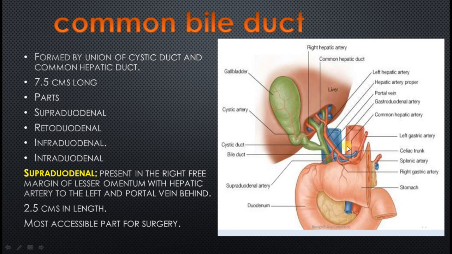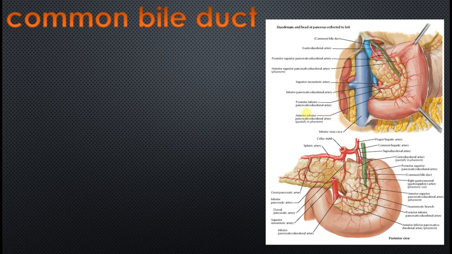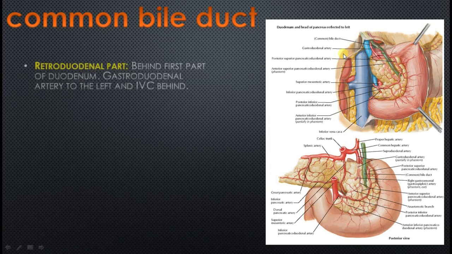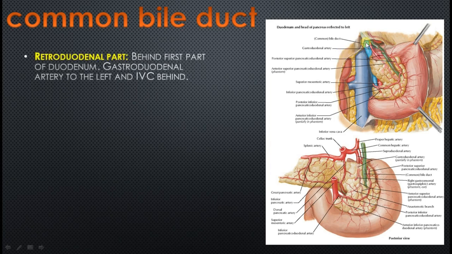It is the most accessible part for a surgeon to access, because it is not behind or covered by any other organ or viscera. The next part, next to the supraduodenal part, is the retroduodenal part, behind the duodenum. The relations are the same, only one thing you have to change. Anteriorly, you have the first part of duodenum. To the left, instead of hepatic artery, we substitute the gastroduodenal artery, and behind you have the IVC.